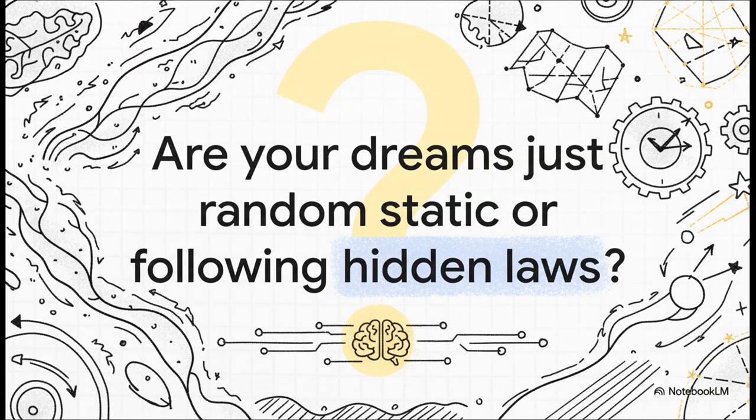So that really gets us to the big question, right? Is all that stuff you experience at night just random neural static? Just your brain firing off nonsense? Or are your dreams, even the weirdest ones, actually following a hidden set of physical laws? Well, this model says they are, and that we can actually map them out.